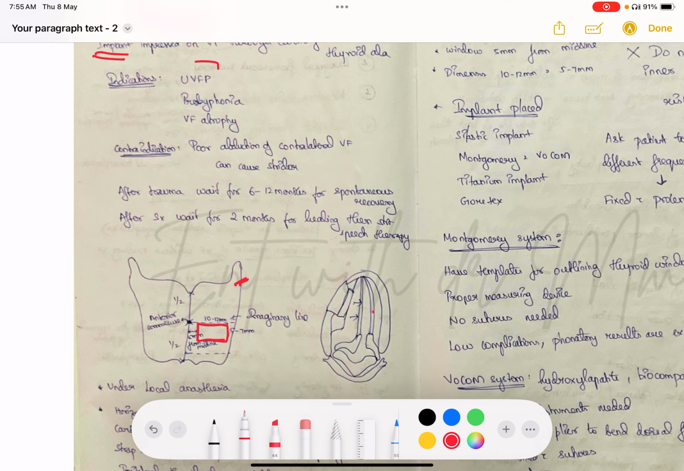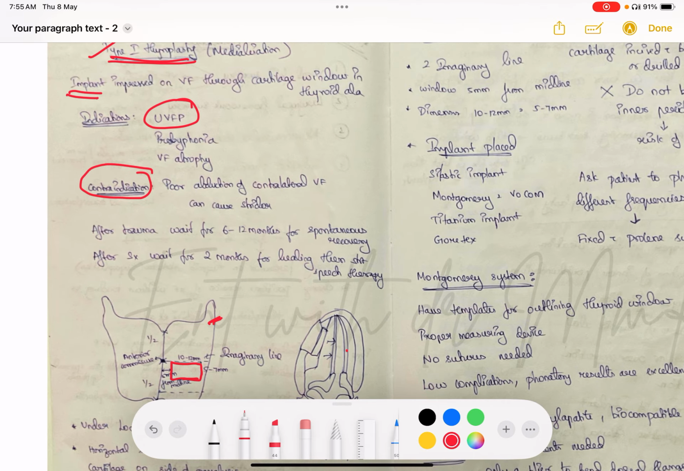So the important indication we already discussed, it is unilateral vocal cord palsy. One important contraindication: for doing a type 1 thyroplasty, the opposite cord should be functioning normally because we are going to medialize this cord. So it will come to the midline. If the opposite cord is not abducting properly, both the cords will be in midline. So what will happen? The patient will have stridor. To avoid that, always make sure that the contralateral cord is working properly.